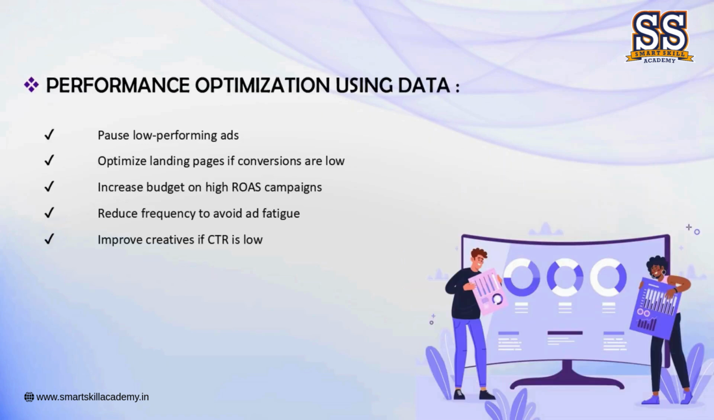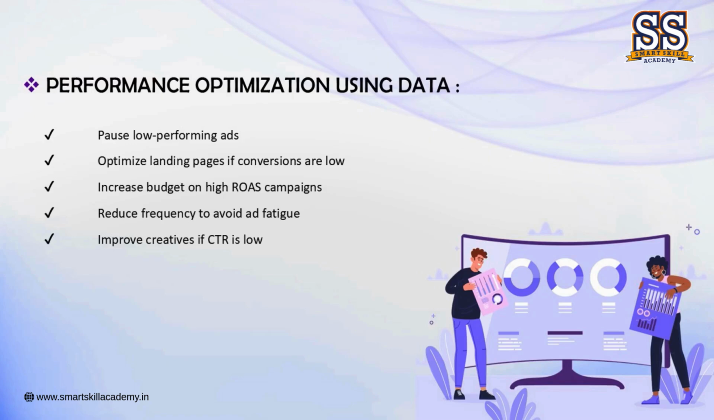Now that we have our campaigns running, we move into the most critical phase of digital marketing, performance optimization using data. This is where we transition from guessing to knowing by looking at real-time metrics to guide our decisions. First, we must identify and pause low-performing ads. If an asset isn't meeting our benchmarks, we stop the spend immediately to protect our budget.